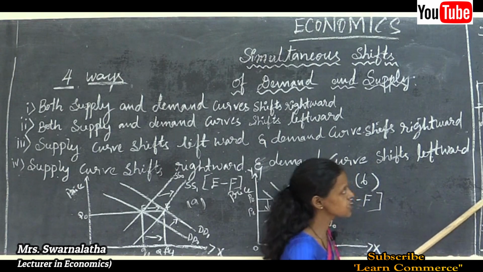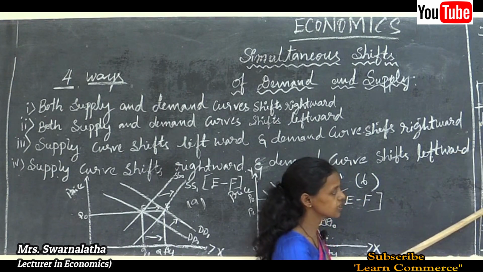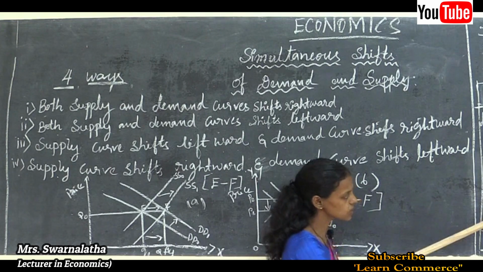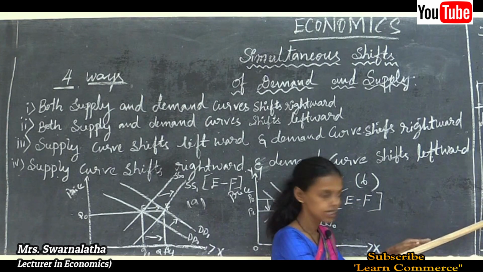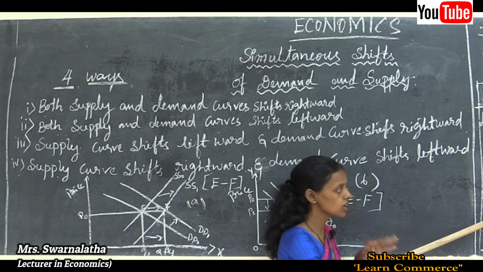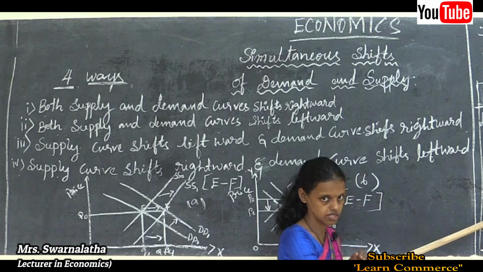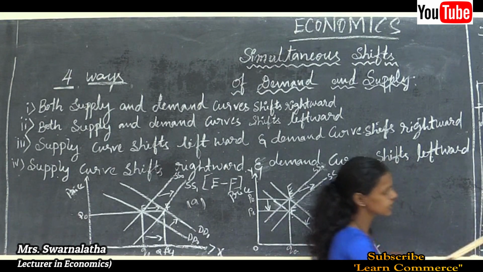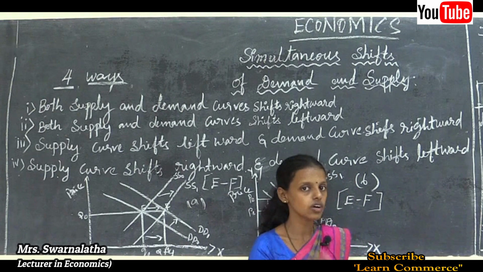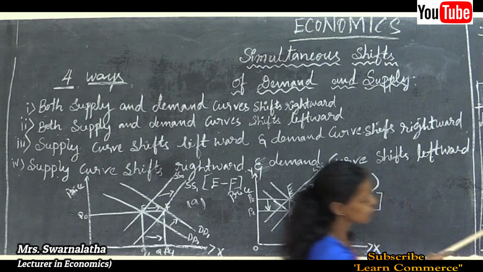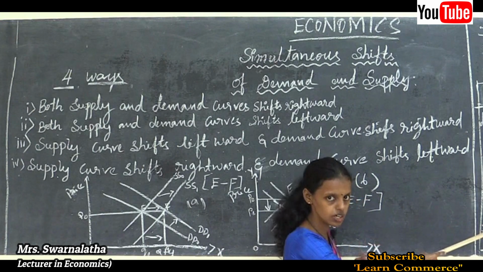The third row says there is a shift of the demand curve to the leftward and a shift of the supply curve to the rightward. Supply increases, and demand also increases when the price decreases. Look at the price column: the price decreases, but the quantity may increase, decrease or remain unchanged.